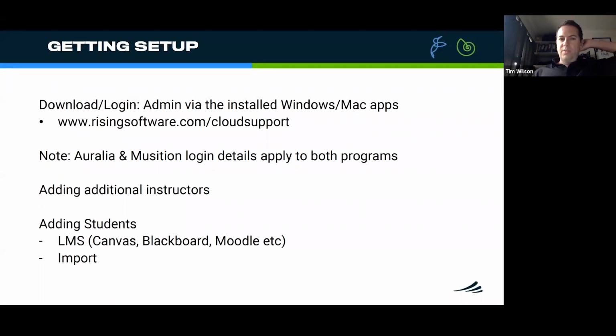Okay, so first of all, as far as initially getting set up, you should all pretty much have already received login details and emails. If you haven't, please get in touch with us. This URL here is your best area for support. Basically here you can download the programs, download the Cloud Edition. You can also recover passwords and get priority cloud support as well. So that's a very useful one.